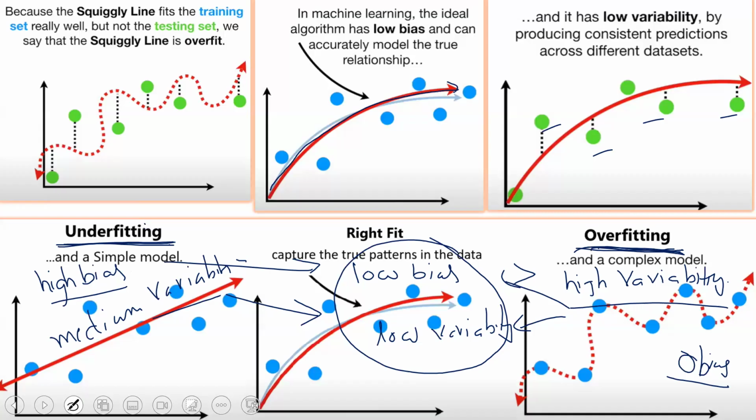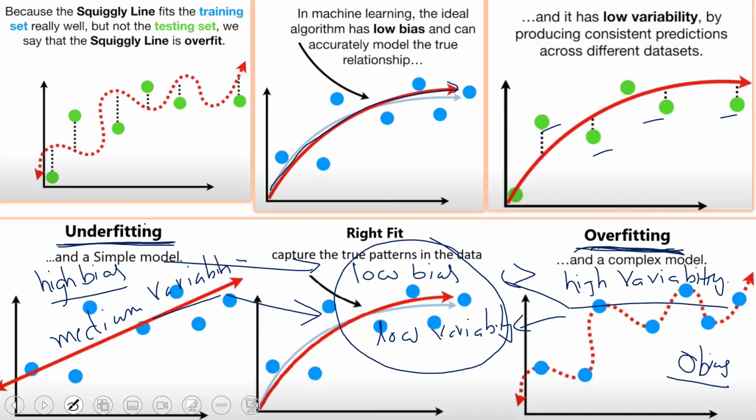And underfitting means you haven't captured the true relationship between the input and output. You captured something but not up to the mark. If you're not able to capture the true relationship between the input and output, the bias will be high. But for the squiggle line, the bias is zero, because you captured the exact relationship between the input and output.